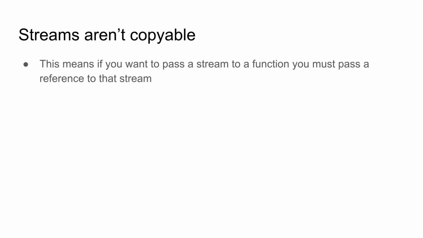So the final thing is that streams aren't copyable. This includes ofstreams, fstreams, ifstreams. So if you want to pass a stream to a function, you have to make sure that you pass a reference to that stream. You're passing the original because you can't pass copies of them. Does that make sense? So you can't do something like stream1 equals stream2, because that would attempt to copy stream2 into stream1, which no copying exists. And so you get an error there that this function doesn't exist for copying. Does that make sense?